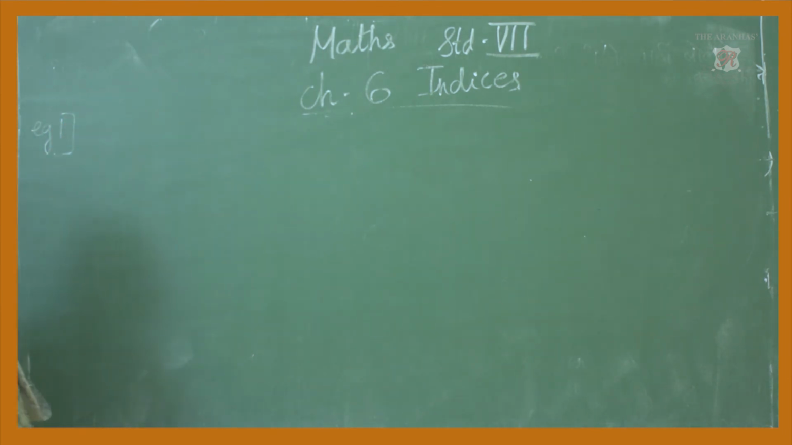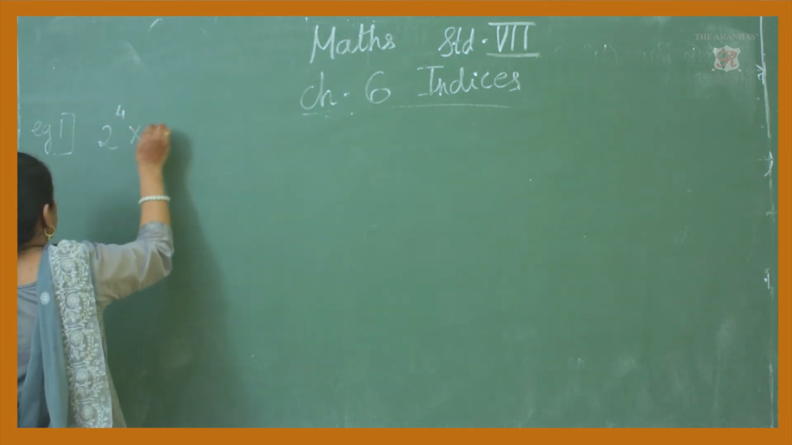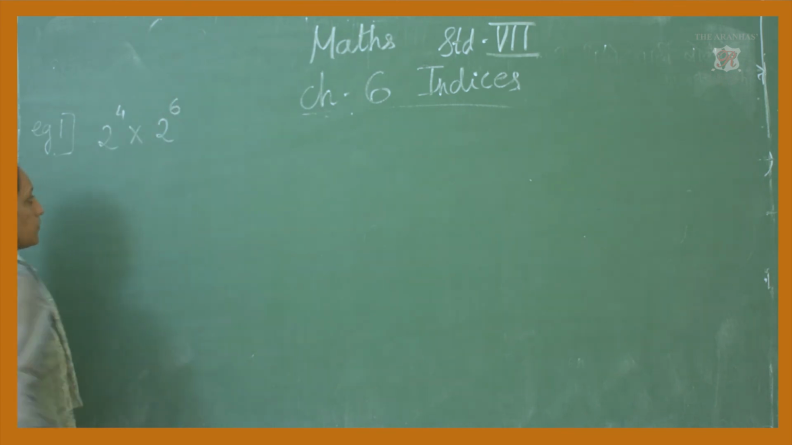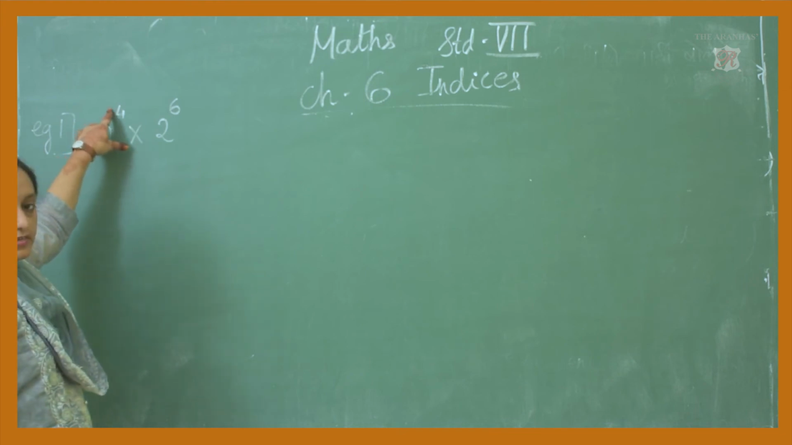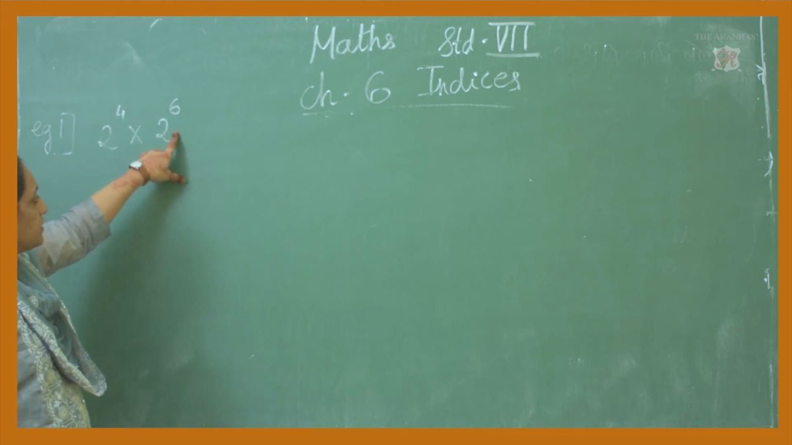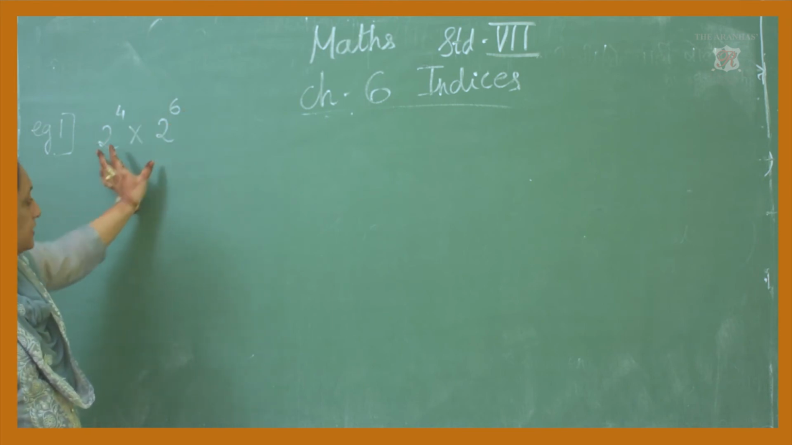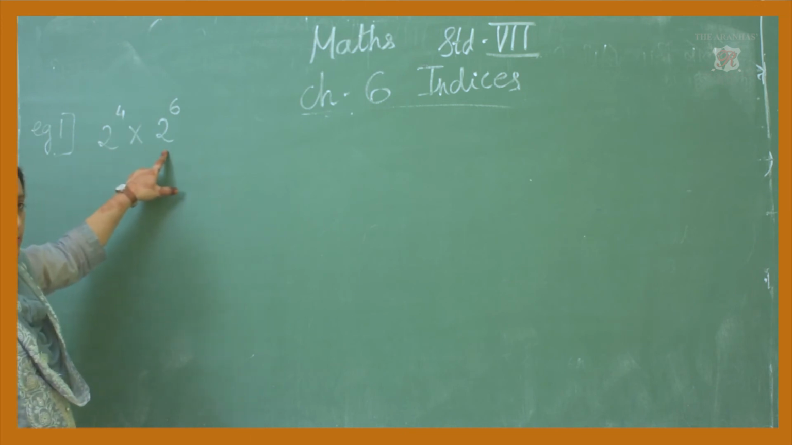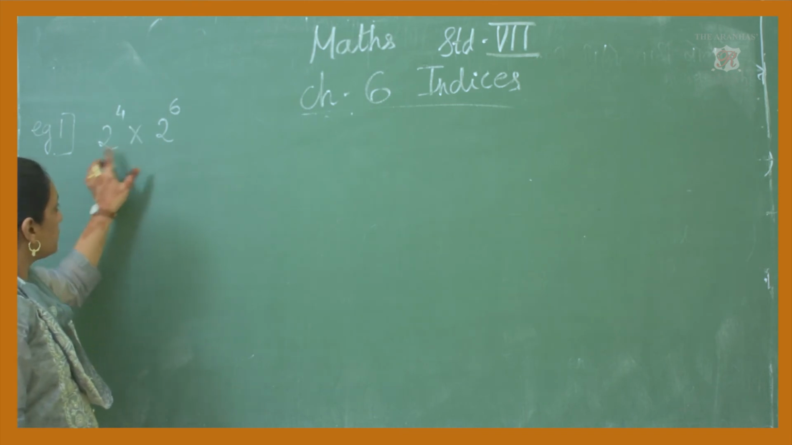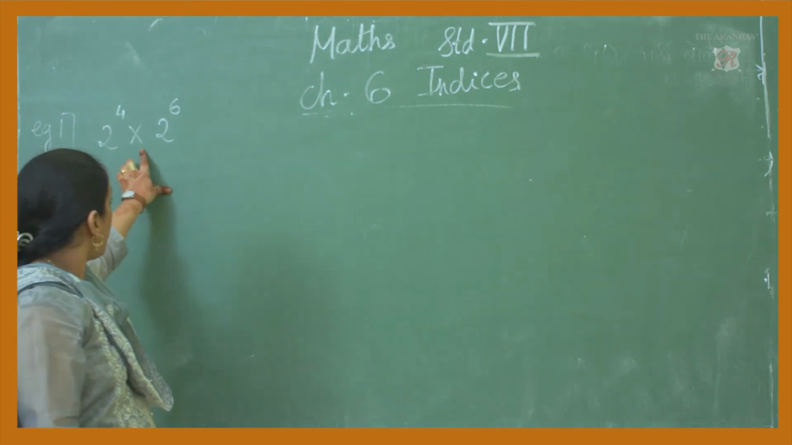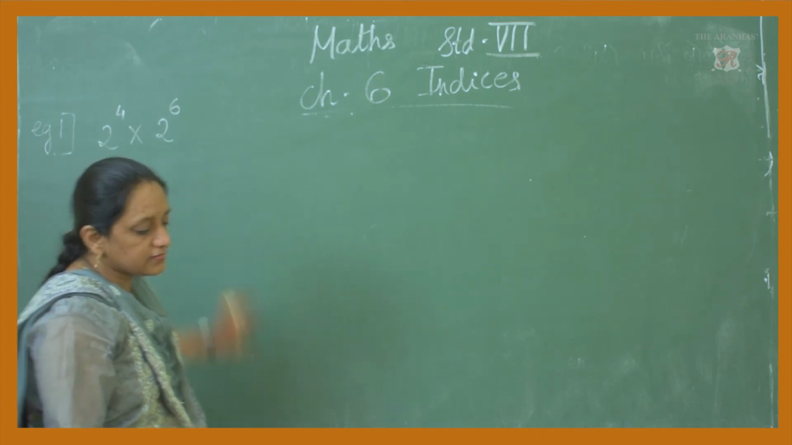Now students, for example, pay attention. Example number 1: we are going to study multiplication of indices with the same base. Suppose 2 numbers are given. 2 raised to 4: in this number, 2 is the base, 4 is the index. 2 raised to 6: in this number, 2 is the base, 6 is the index. Here you can observe that the base is the same number, 2 and 2. The bases are the same and we are multiplying the two numbers. So the topic is, are we matching our question with the topic? Yes, multiplication of indices with the same base.